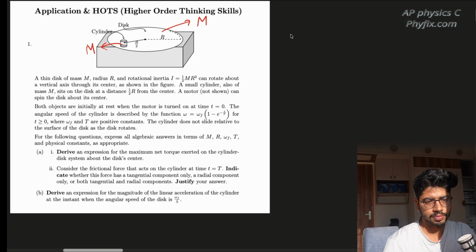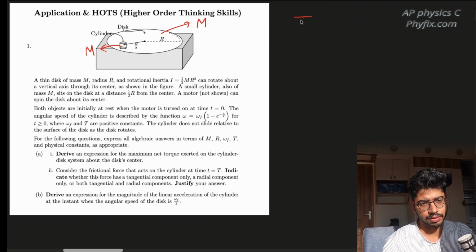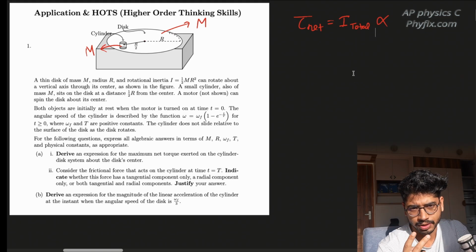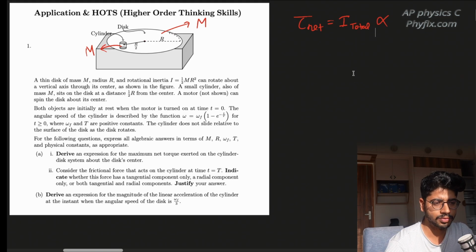As we know, the net torque is equal to the moment of inertia, the total moment of inertia, I will come to that point, times alpha. Alpha is the angular acceleration that we have. Right now, there are two systems that we have, one is the cylinder, another one is the disk.